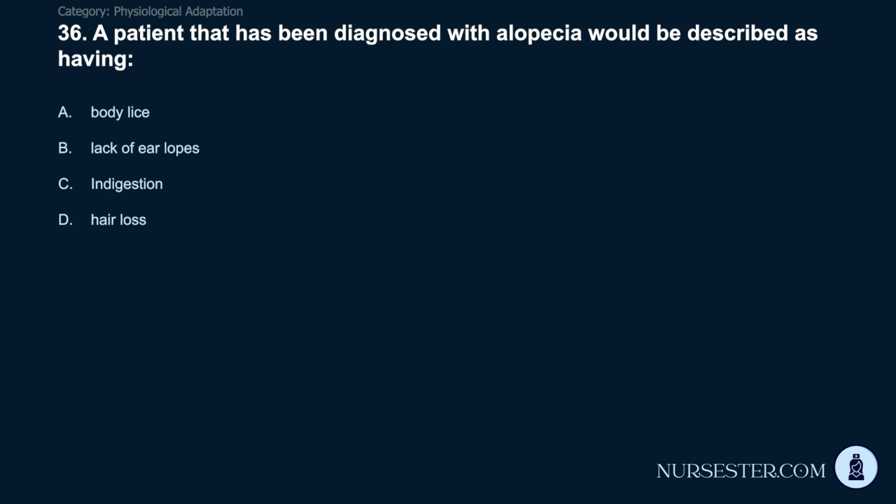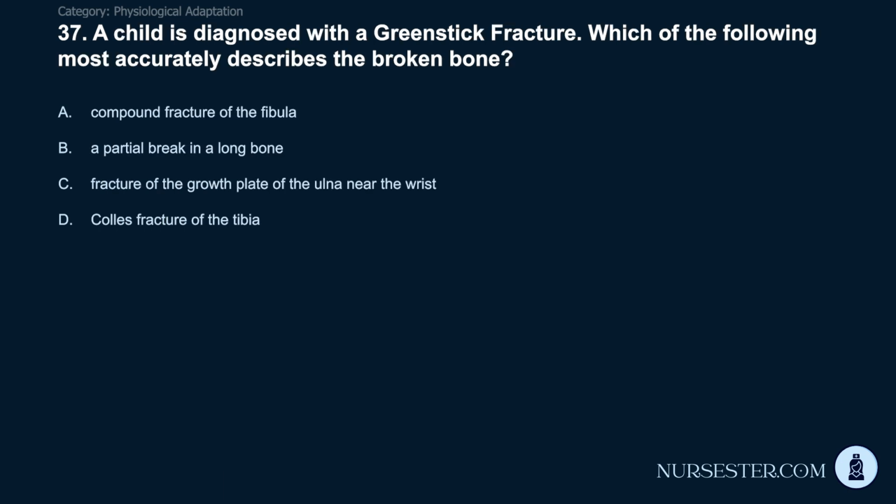36. A patient that has been diagnosed with alopecia would be described as having a. A. Body lice. B. Lack of ear lobes. C. Indigestion. D. Hair loss. Correct answer: D. Hair loss. Alopecia is a medical term meaning hair loss.